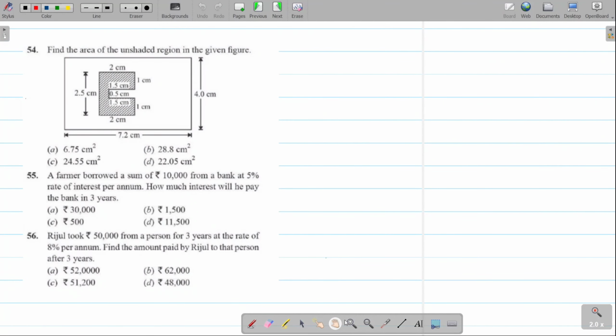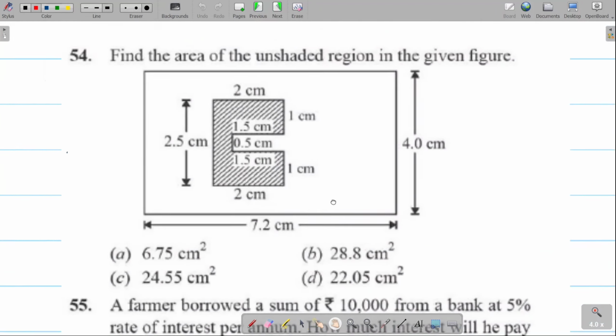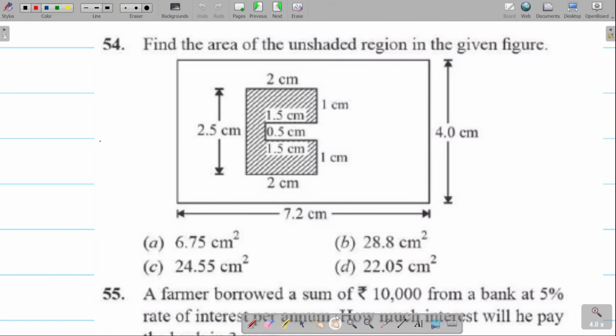It says, let me zoom it a bit. Find the area of the unshaded region in the given figure. So what is the unshaded region in this figure? All this is unshaded. Unshaded means these are the shaded ones, there's shading which has been done here. So we are asked to find the area of the unshaded region.